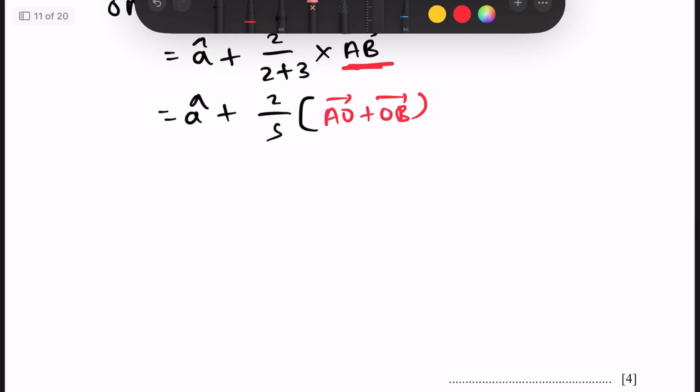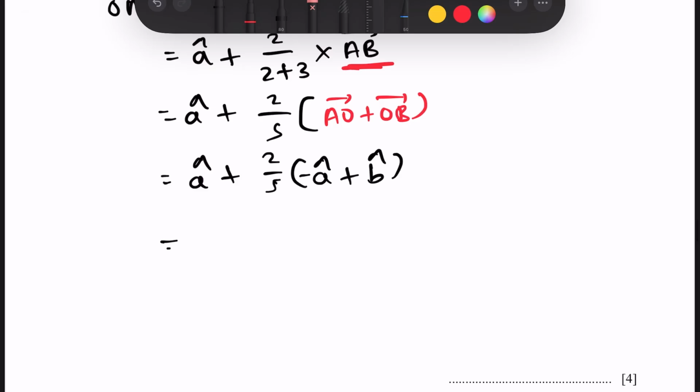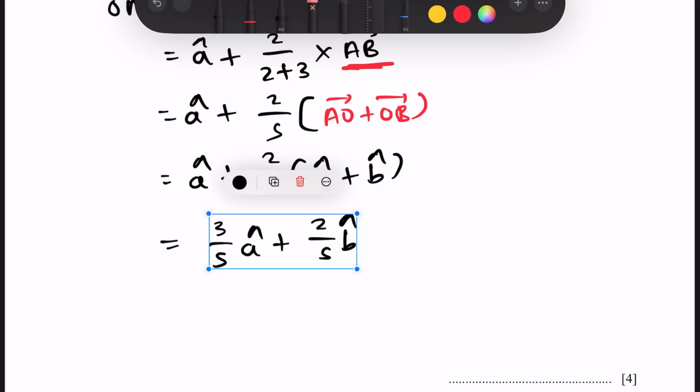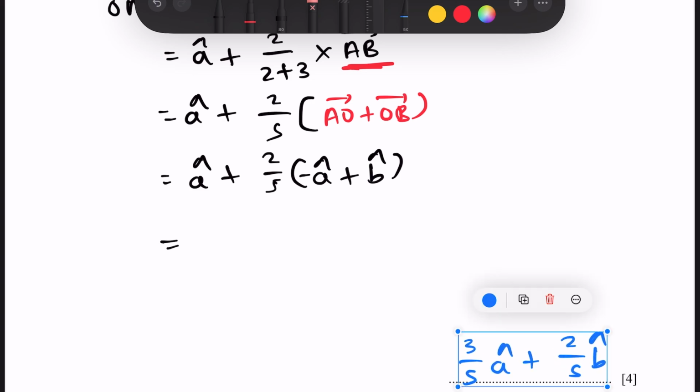So in this case, this would be equal to A plus 2 by 5, A which is negative A, plus OB which is positive B. So this is equal to 3 by 5 A plus 2 by 5 B, and this is our final answer. Let me just select this text, make it blue, and move it to the side over here.